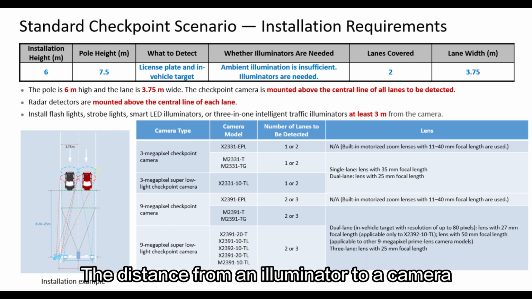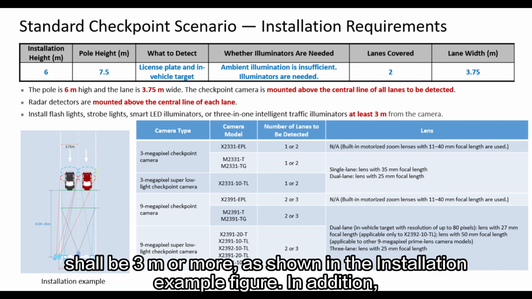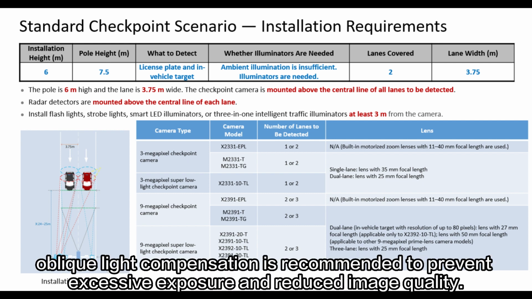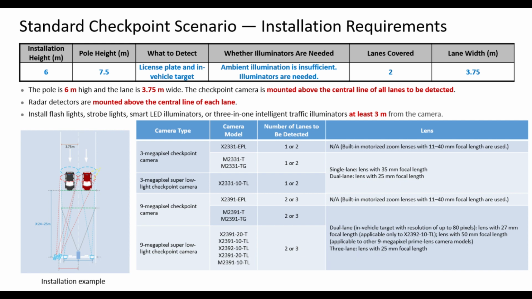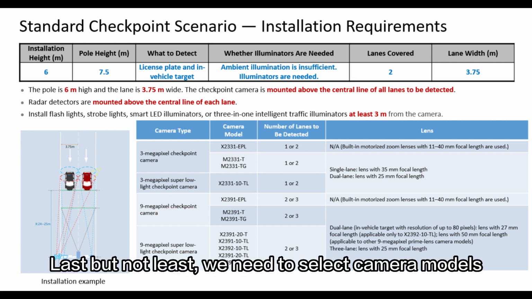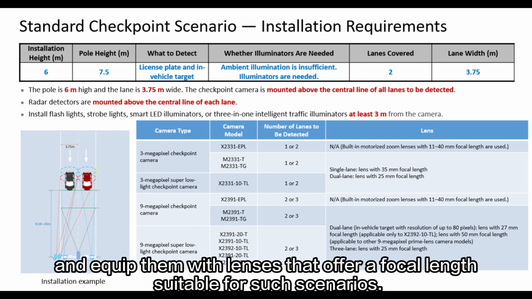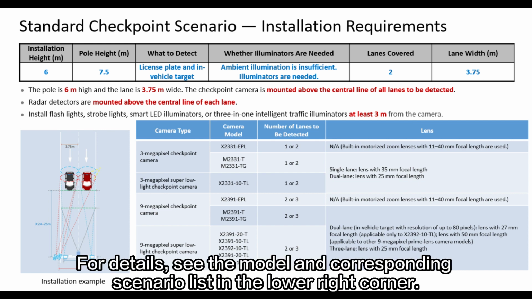The distance from an illuminator to a camera shall be 3 m or more, as shown in the installation example figure. In addition, oblique light compensation is recommended to prevent excessive exposure and reduced image quality. Therefore, calculate the pole height ahead of time for optimal performance. Last but not least, we need to select camera models and equip them with lenses that offer a focal length suitable for such scenarios. For details, see the model and corresponding scenario list in the lower right corner.